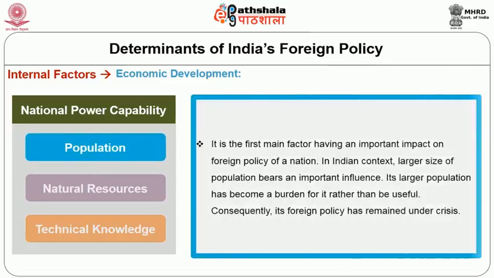technical knowledge. Population is the first main factor having an important impact on foreign policy of a nation. In the Indian context, the larger size of population bears an important influence. Its larger population has become a burden for it rather than being useful. Consequently, its foreign policy has remained under crisis.